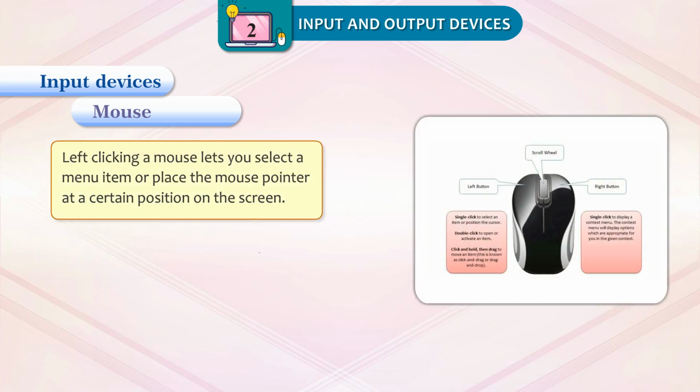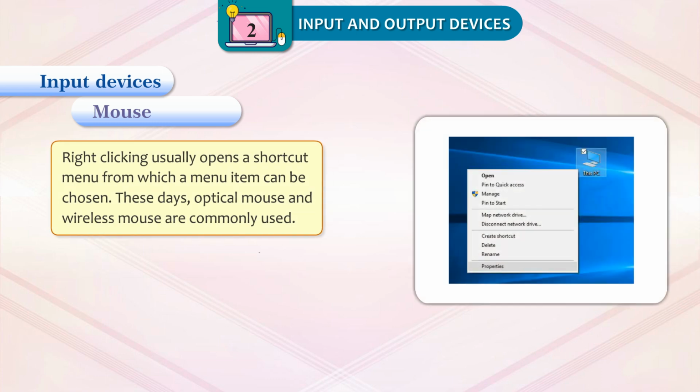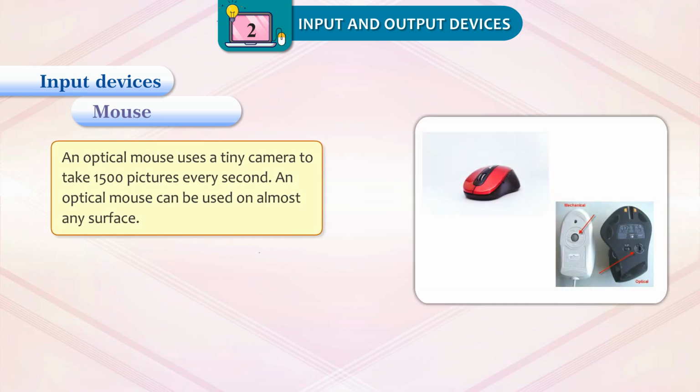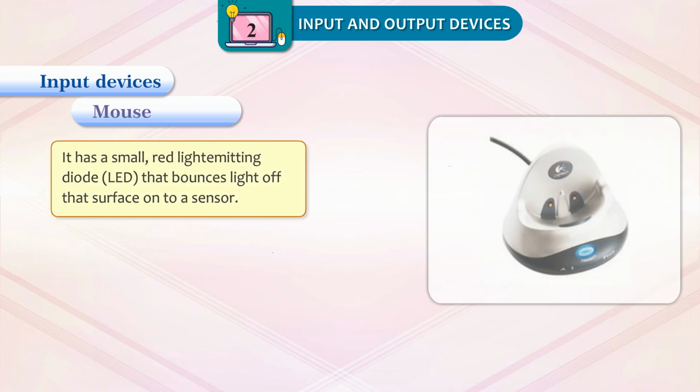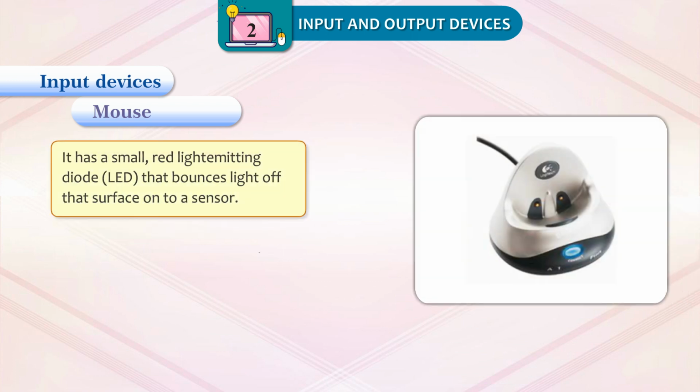Left-clicking a mouse lets you select a menu item or place the mouse pointer at a certain position on the screen. Right-clicking usually opens a shortcut menu from which a menu item can be chosen. These days, optical mouse and wireless mouse are commonly used. An optical mouse uses a tiny camera to take 1,500 pictures every second. An optical mouse can be used on almost any surface. It has a small, red light emitting diode, LED, that bounces light off that surface onto a sensor.